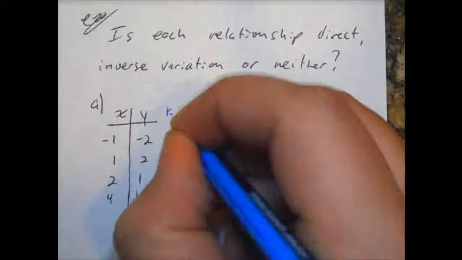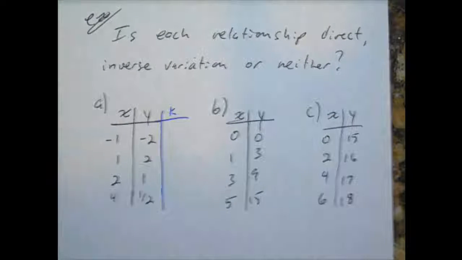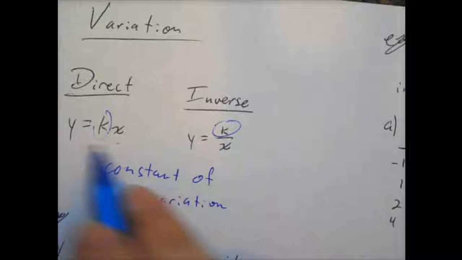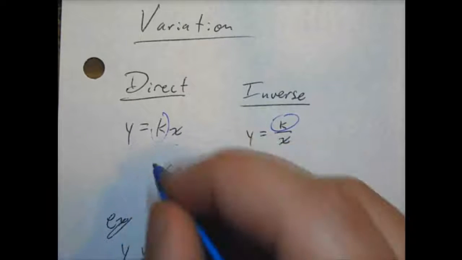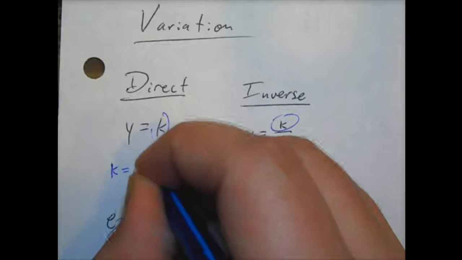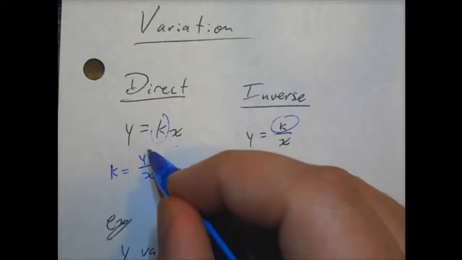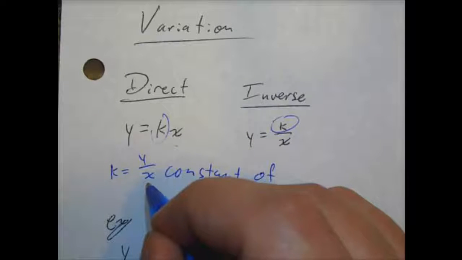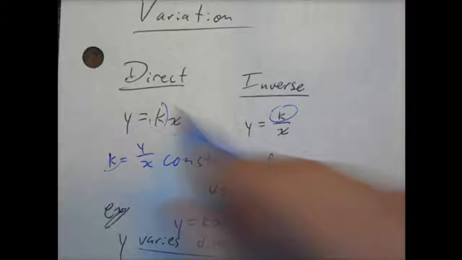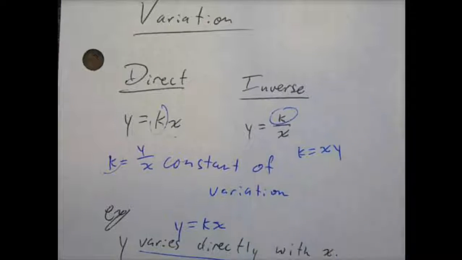So with these, what I usually like to do is determine the k value, because it's variation only if the k value is the same in both of those. So if I am solving for direct variation, k should be y divided by x, right? Because I'm dividing by x on both sides, so I know my constant variation is y divided by x. That would have to be the same all throughout our table in order for this to be direct variation. If it were inverse, then k is equal to x times y.